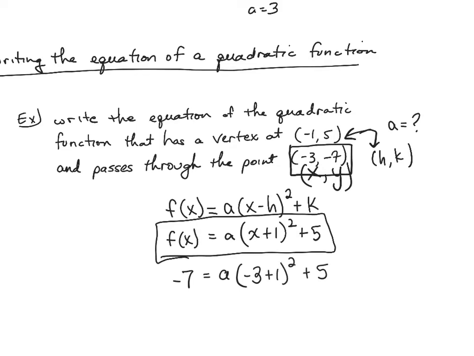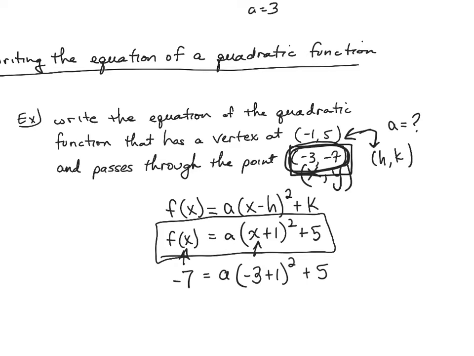What that does is give us an equation with only one variable, a, and you can solve an equation with one variable if you just have one equation. So what I did is I took this value here, the -3, -7, and put it in place of x and y, allowing me to solve for a.